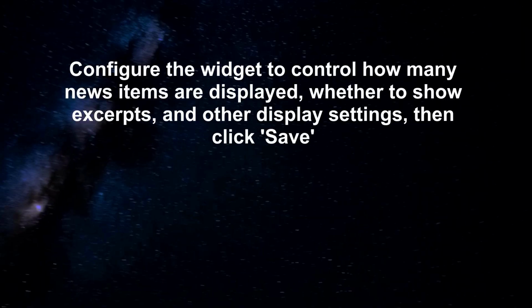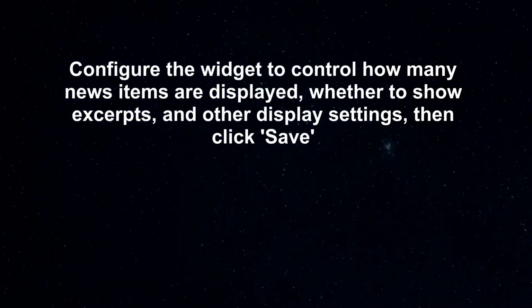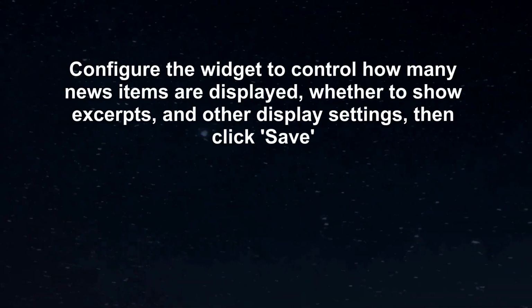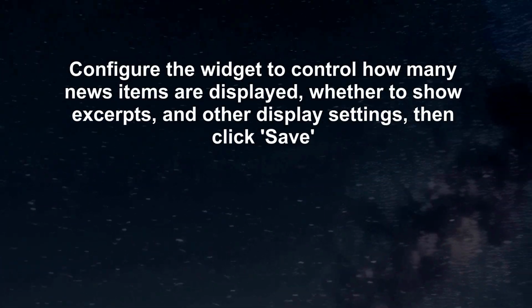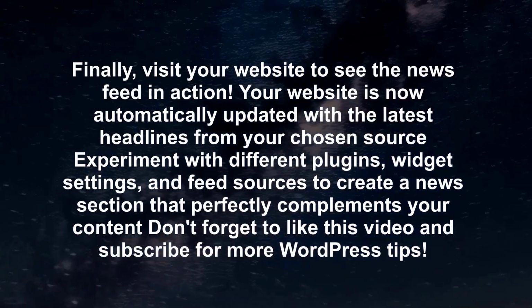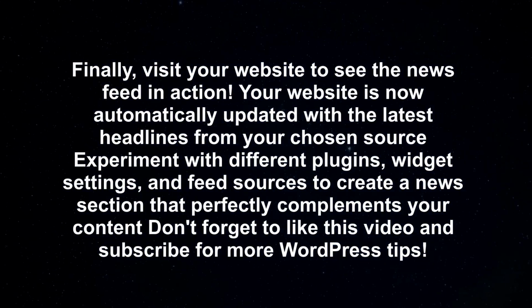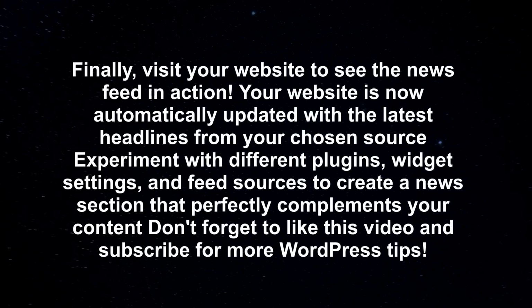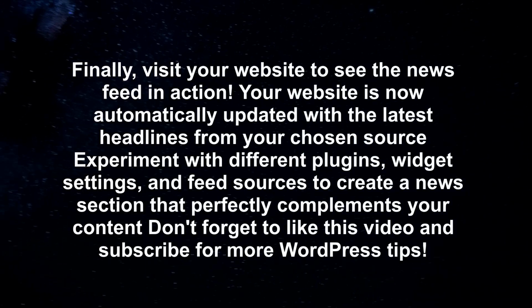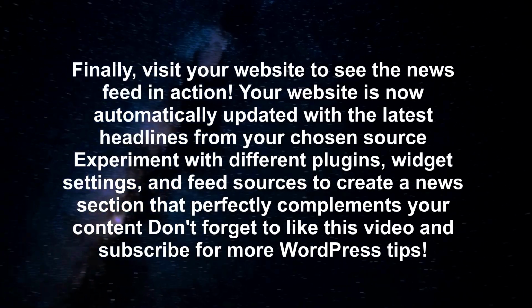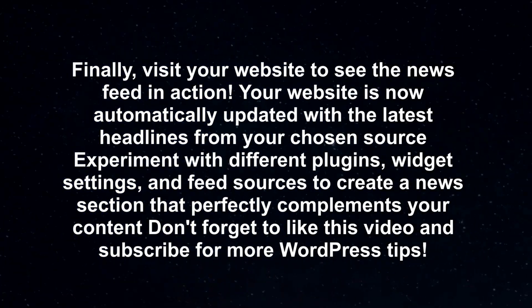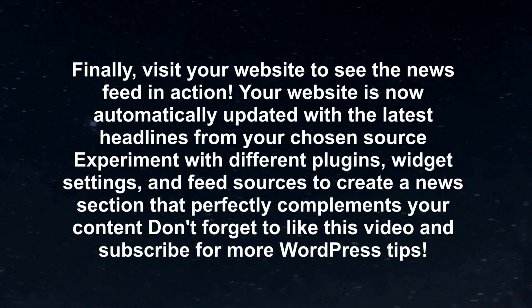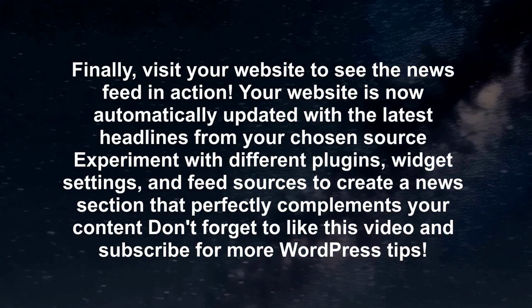Configure the widget to control how many news items are displayed, whether to show excerpts, and other display settings. Then click Save. Finally, visit your website to see the news feed in action. Your website is now automatically updated with the latest headlines from your chosen source. Experiment with different plugins, widget settings, and feed sources to create a news section that perfectly complements your content.